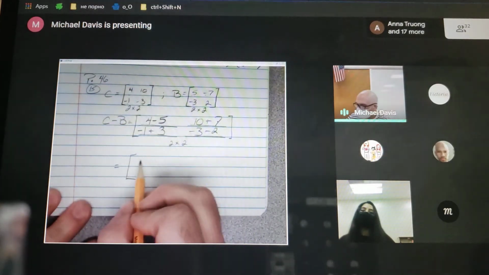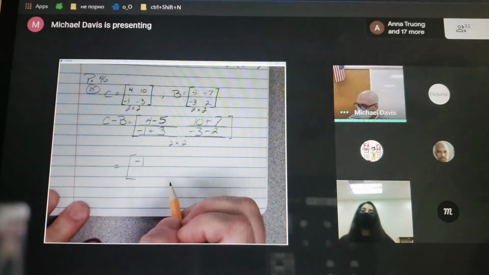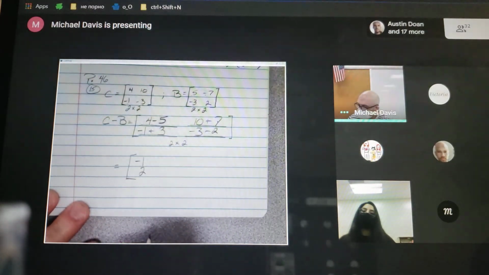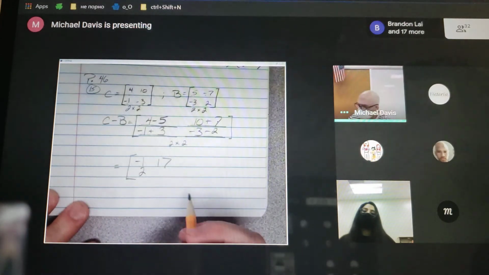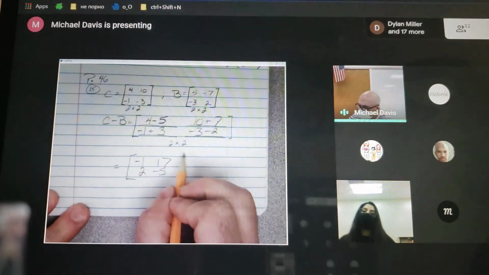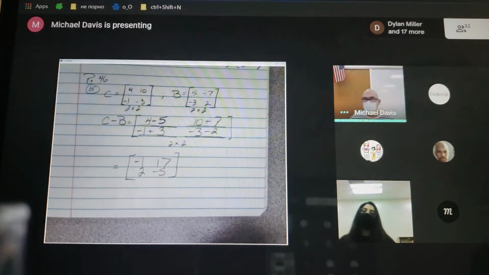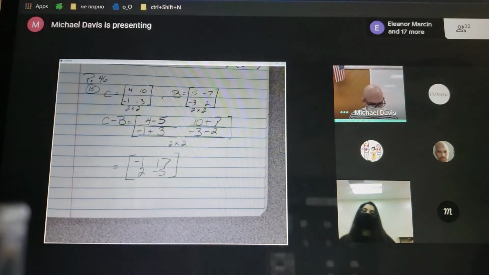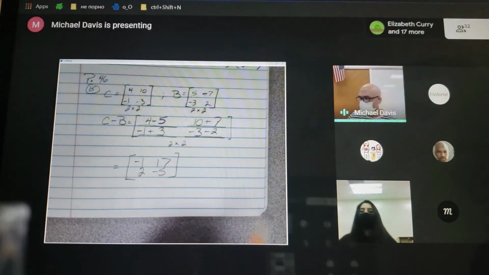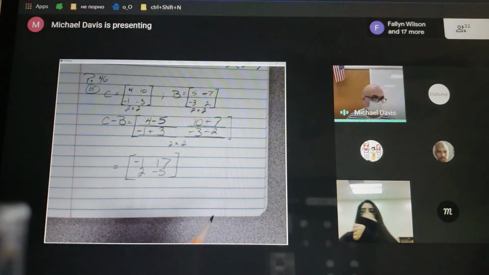So 4 minus 5 is negative 1. Working along the column, negative 1 plus 3 is 2. Moving now over to column 2, 10 plus 7 is 17. And finally, negative 3 minus 2 gives us our final entry in the matrix, negative 5. So the only thing to be mindful of is don't subtract a negative, write it appropriately as addition or subtraction.